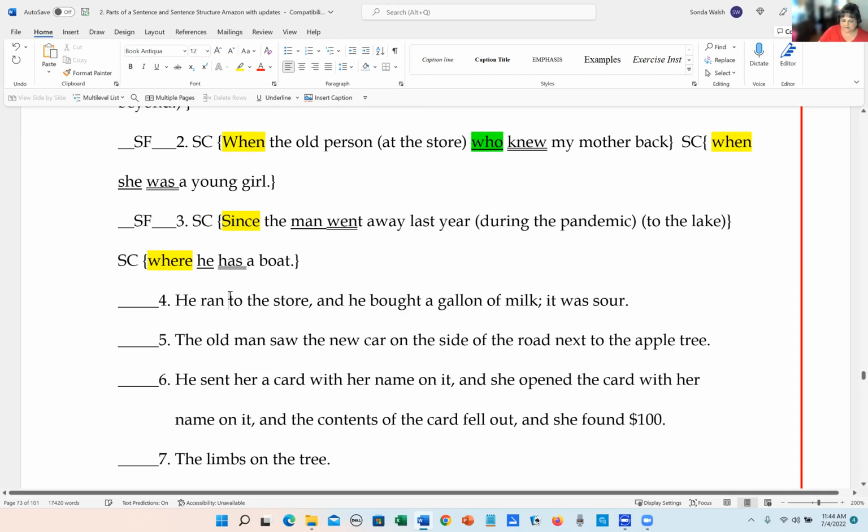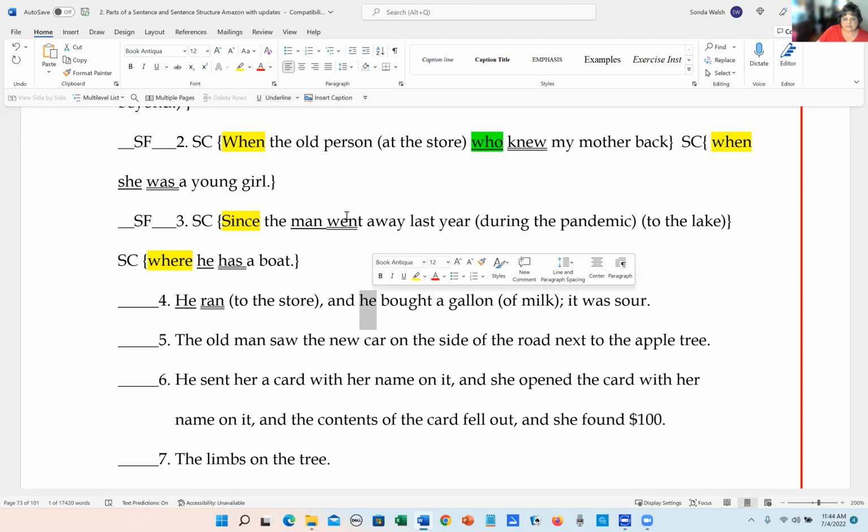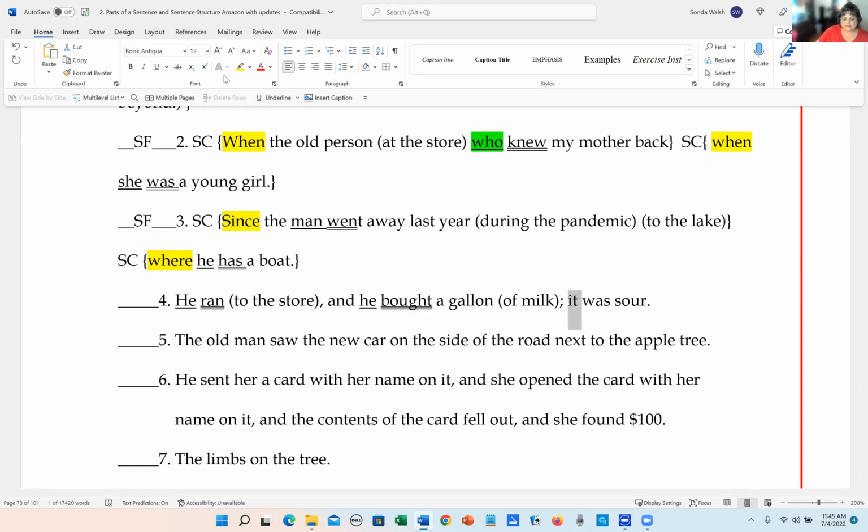To the store is a prepositional phrase. Of milk is a prepositional phrase. He is the subject, underline that once. Ran is the verb, underline that twice. He is the subject, underline that once. Bought is the verb, underline that twice. It is a subject, underline that once. And was is a verb, underline that twice.